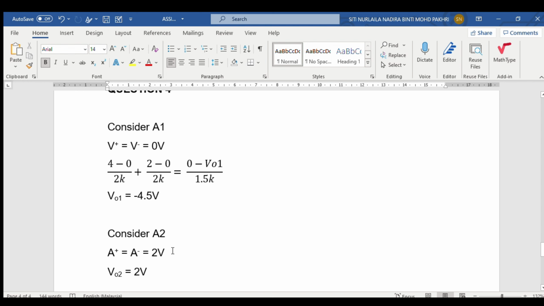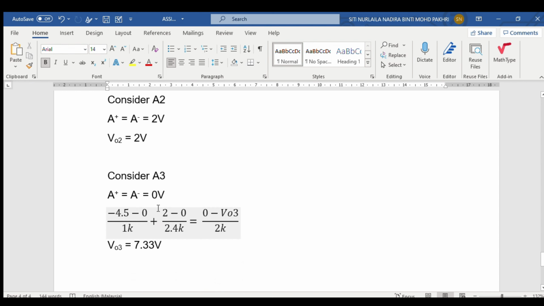So for consider A2, the value for A plus is equal to the value for A minus, so the value is equal to 2 volt. The value for V02 is equal to 2 volt by using this equation.